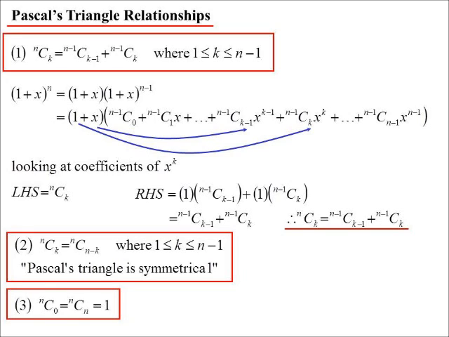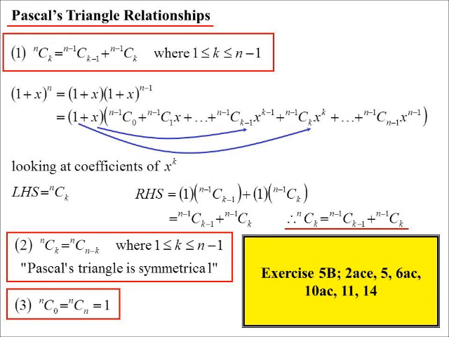This was very trivial, but that's merely saying that every row in Pascal's triangle starts and ends with 1. So nC0 is defined to be 1, and nCn will also be 1. Okay, 5b. That was a very quick one today.